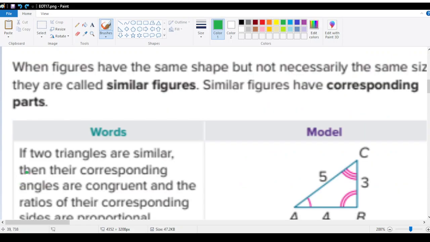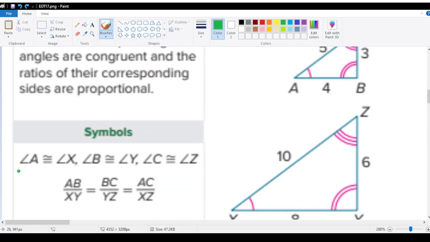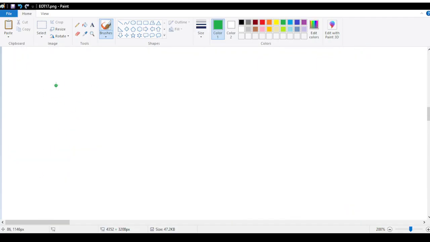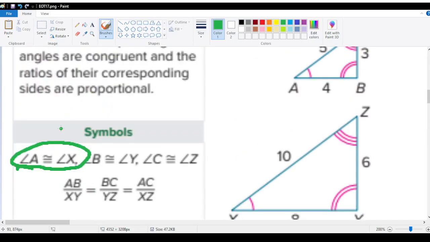Now, look, it's written here. Can you read that? It's not LA, it's angle A. This is the symbol for angle. Angle A, we say. Angle A equals angle X, and angle B equals angle Y.